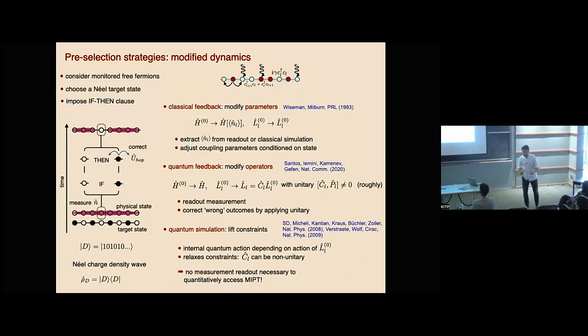And then there's a third strategy, a quantum simulation strategy, which will allow us to lift, for example, the constraint of unitarity of the C operators. In this case, we don't even read out the measurements. Rather, we take internal quantum action depending on what was the action spit out by these unmodified L0 operators. That may not be clear at this point; we can see the example later on. But the point is, no measurement readout is necessary to quantitatively assess the properties of this transition.